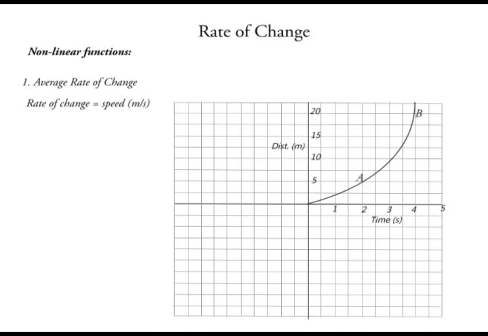Consider points A and B. The speed of the object changes along that part of the curve, but we can get the average speed of the object between A and B by getting the gradient of the straight line AB. So we have 20 minus 5 over 4 minus 2, and that gives us 7.5 meters per second. This is the average rate of change between these 2 points, A and B. Notice the gradient we calculated is for the straight line and not for the curve.